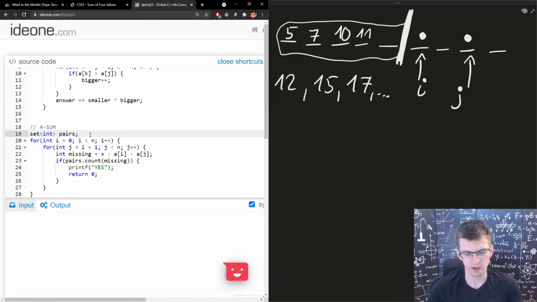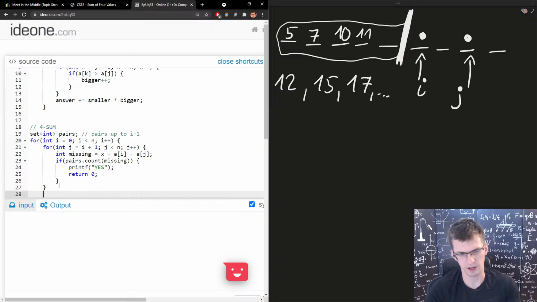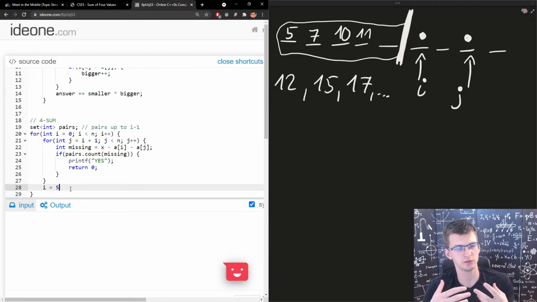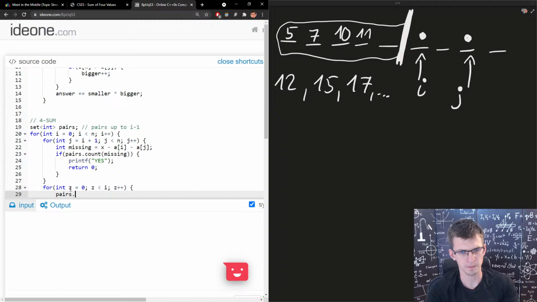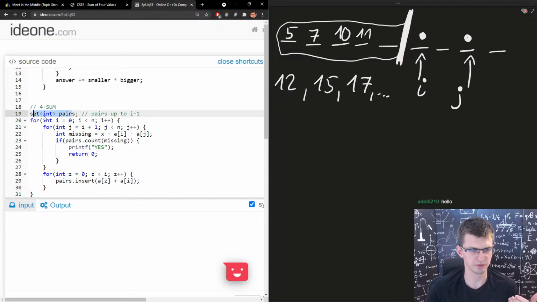And now this set should keep info about pairs up to i-1, which means that when i moves to the right by 1, so when this pointer moves here, I should also include pairs with this element. So maybe i was equal to 5 a moment ago, and the pairs included everything up to 4, but now I will move to 6. And I want to know about all the pairs, including i equal to 5. Here, iterate over all the z up to i, and say that a[z] plus a[i] is possible. Done. This is n squared times logarithm from a set, solution for some problem. If you want indices, you will need to change this set into a map.